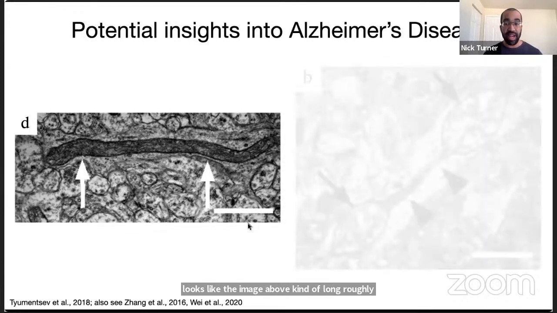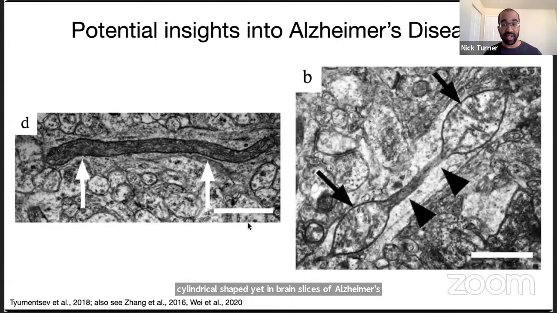Yet in brain slices of Alzheimer's patients and rat models of Alzheimer's, you often see a different shape called mitochondria on a string morphology. As you can see on the right, the organelle is highly constricted between large bulbous parts. This shape can also occur naturally, yet occurs in much higher numbers in these afflicted cases.